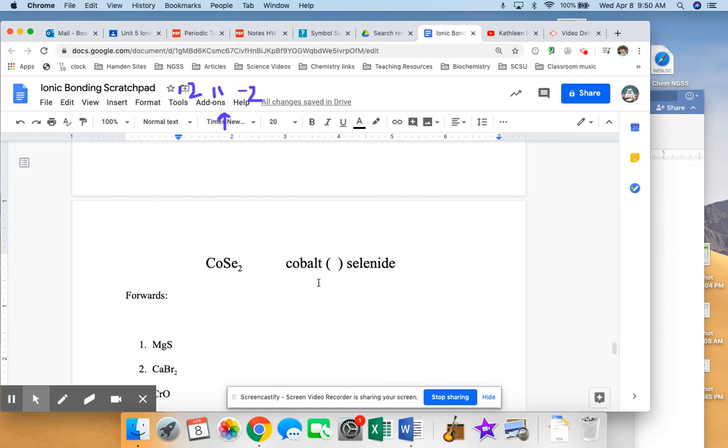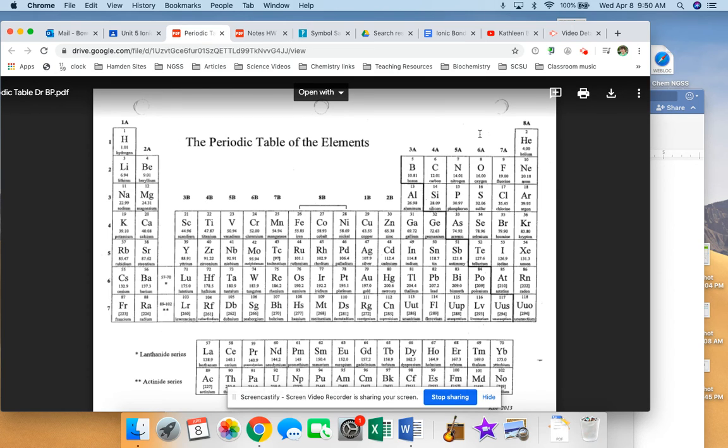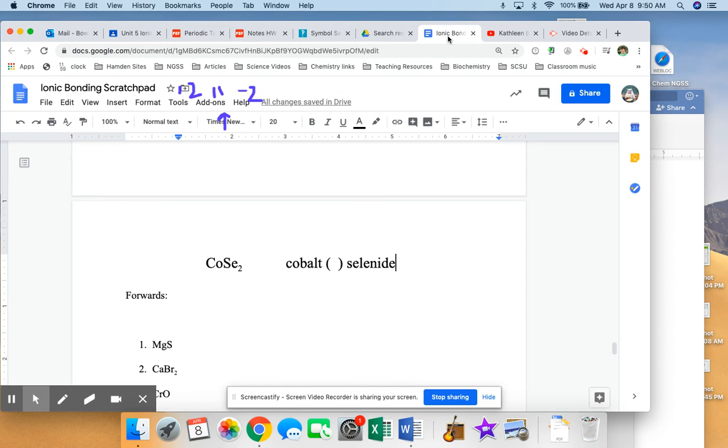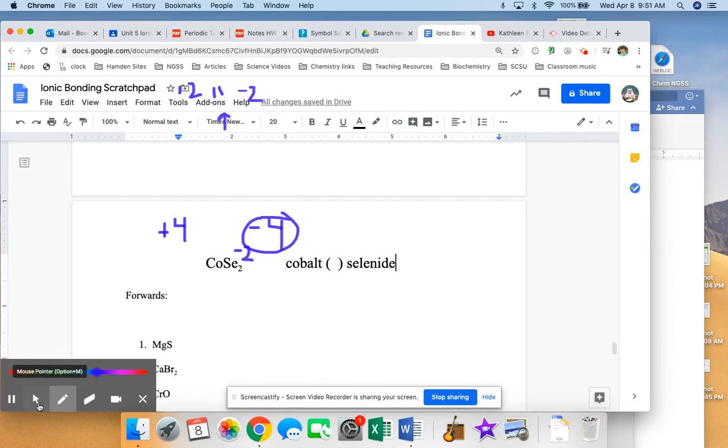Now let's figure out what that Roman numeral is. Se has 6 valence electrons. It wants 2 more. So that means Se has a -2 charge. But there are 2 of them. 2 times -2 means that now I have a total charge of -4. All right, my total charge has to be balanced out. So that means I need a +4 to balance out a -4. There's just 1 cobalt, so that 1 cobalt takes on all of that charge.